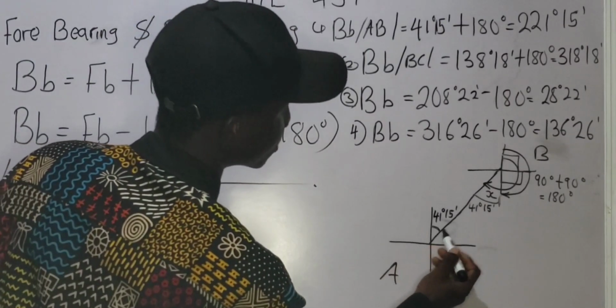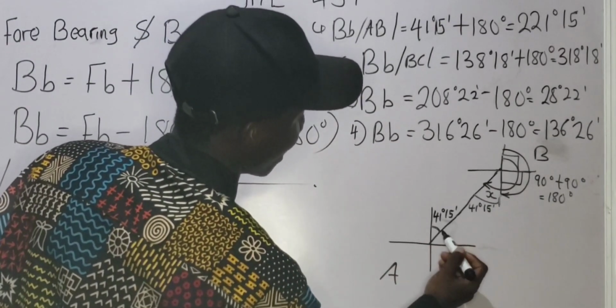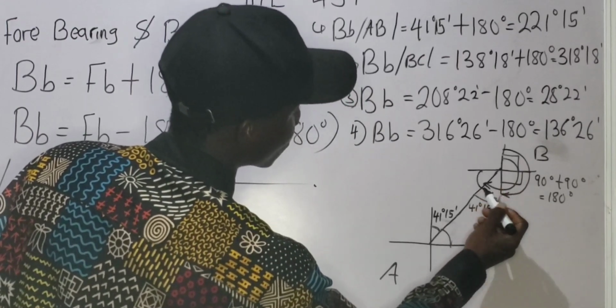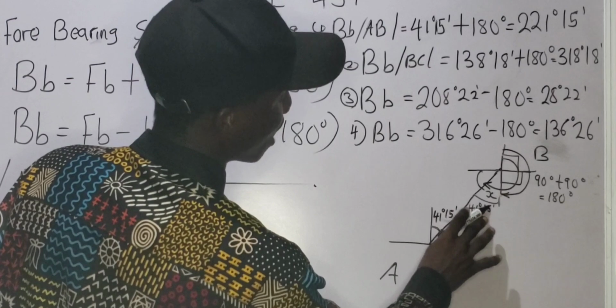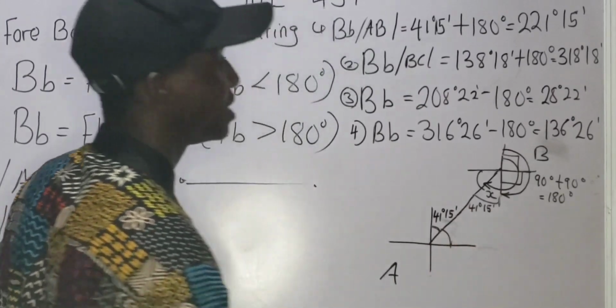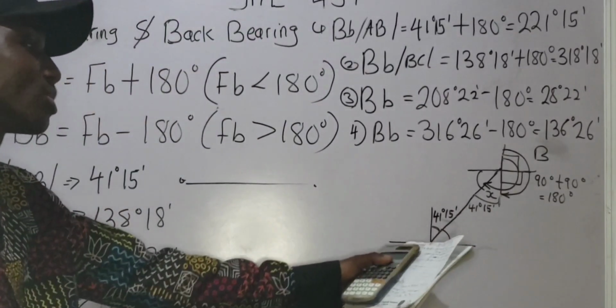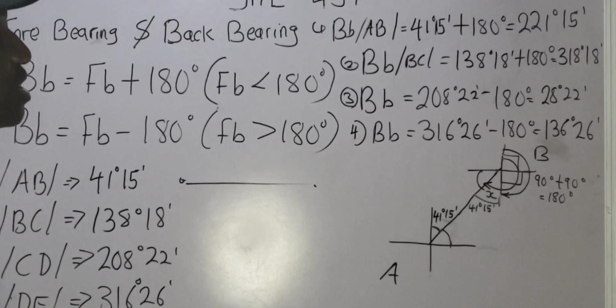This angle is alternate to this angle. Are you getting it? And this angle is also what? Alternate to this angle. Do you understand? But I don't need this angle. I only need this small angle so that I can add it to 180 degrees in order to get the back bearing of angle 41 degrees 15 minutes.